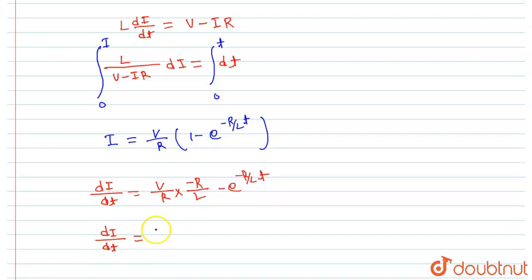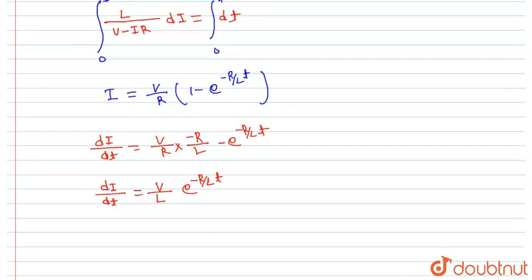R and R cancel out. So V by L and e to the power minus R by L into T. This we can write as L di by dt. Now as we know, induced EMF is equal to d phi by dt.